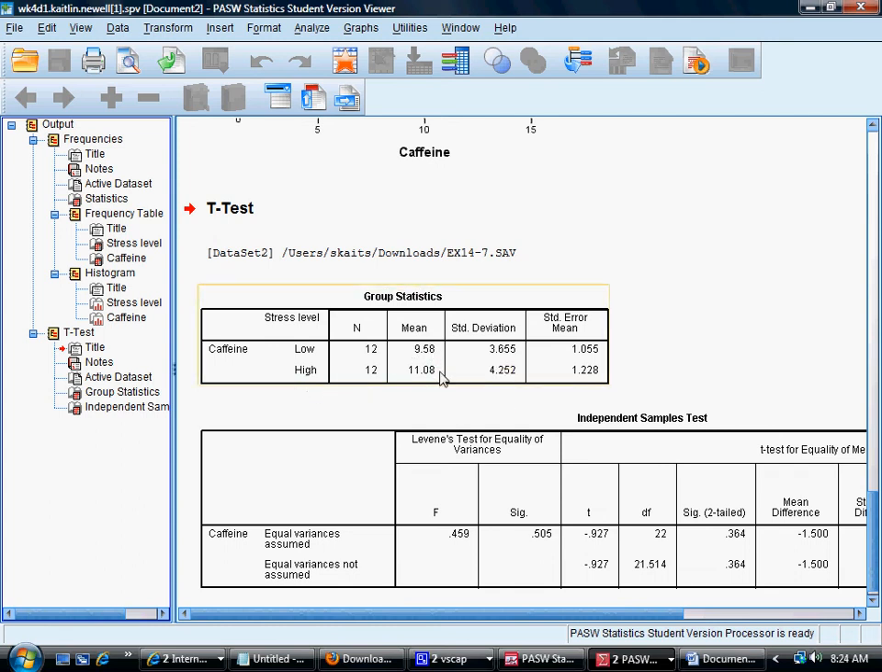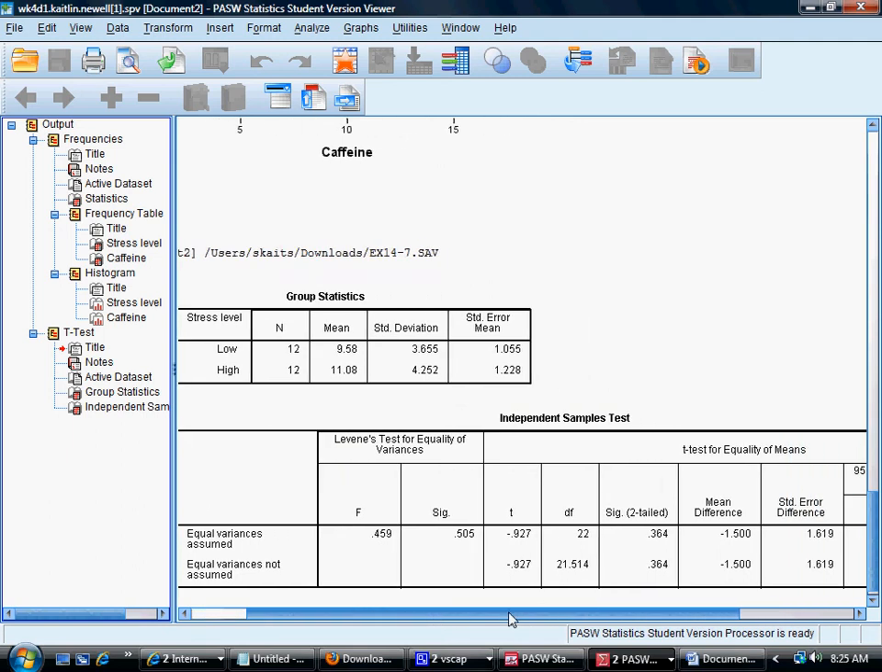The high group had an average caffeine consumption of 11.08 drinks. So remember, this is just in my sample. I can look in my sample and say, well, the high group drank more. But the question is, is this difference significant in the population? And remember, that's why we run the t-tests. So that's what the next table tells us.